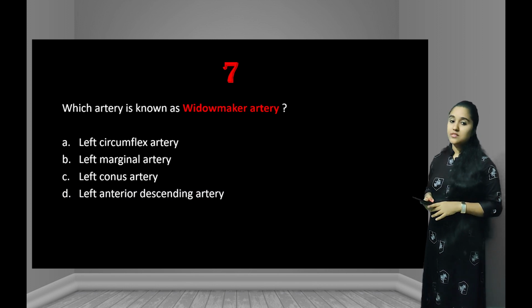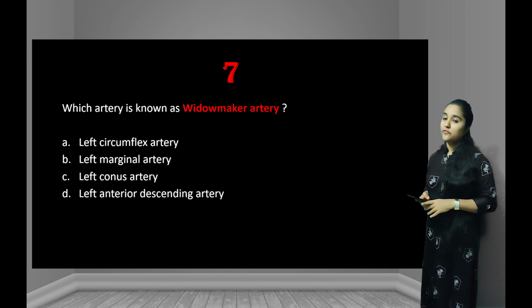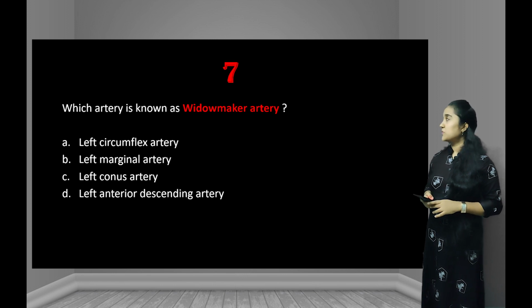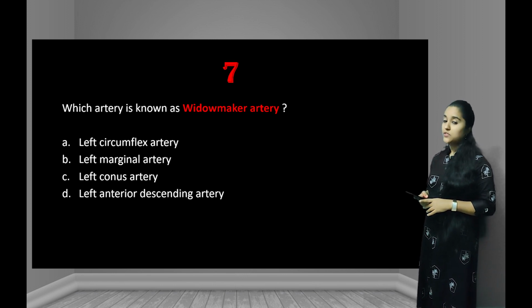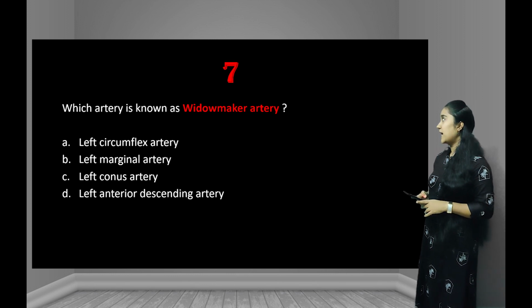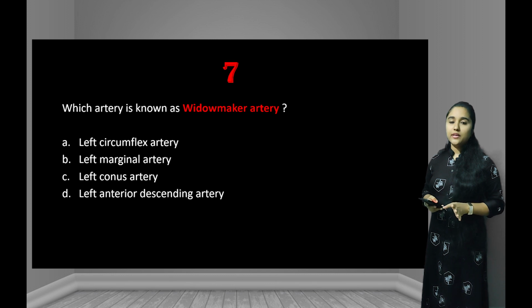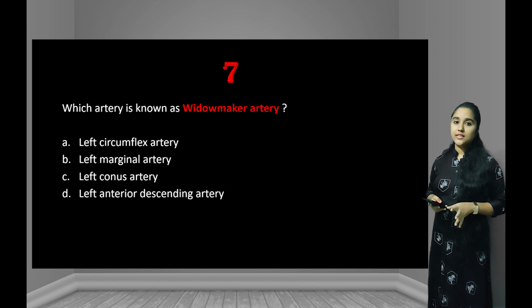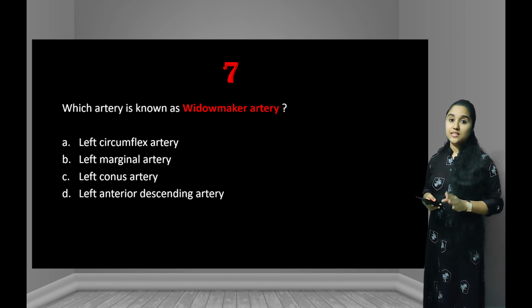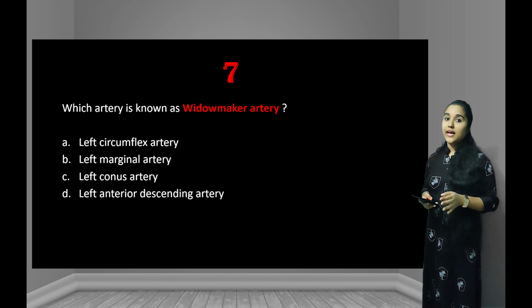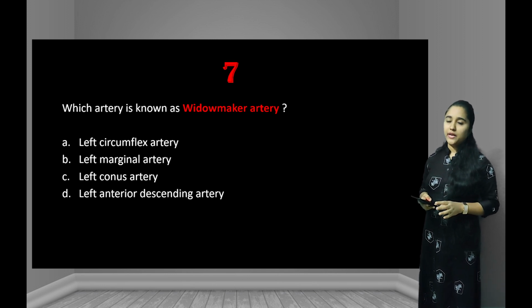The next question is, which artery is known as widowmaker artery? The options are left circumflex artery, left marginal artery, left conus artery, and left anterior descending artery. So it is a direct question. Widowmaker artery or the artery of sudden death is left anterior descending artery, which is otherwise known as anterior interventricular branch of the left coronary artery, because commonly it gets occluded in myocardial infarction.